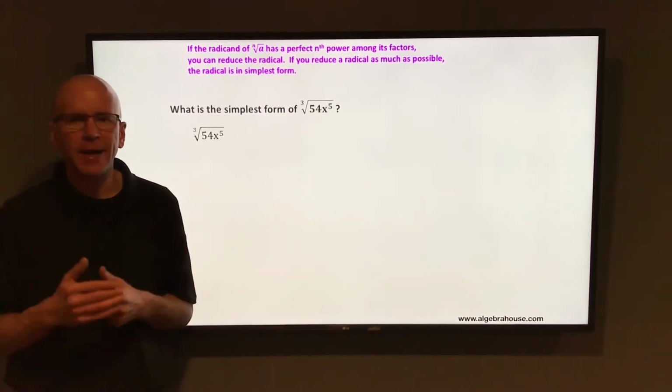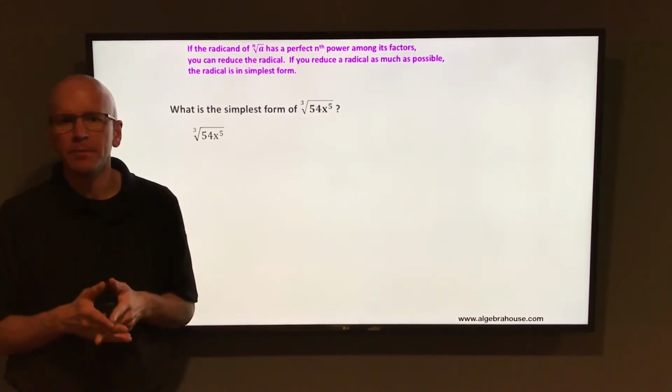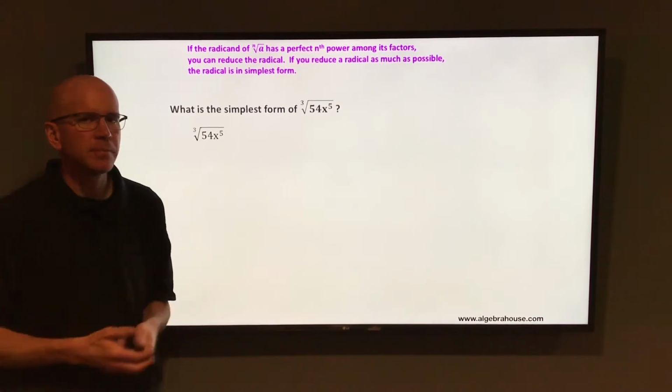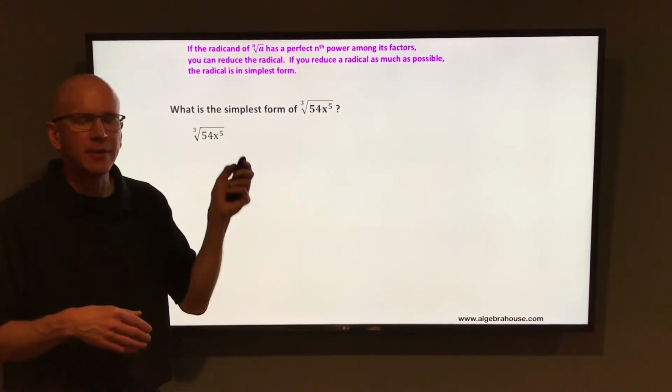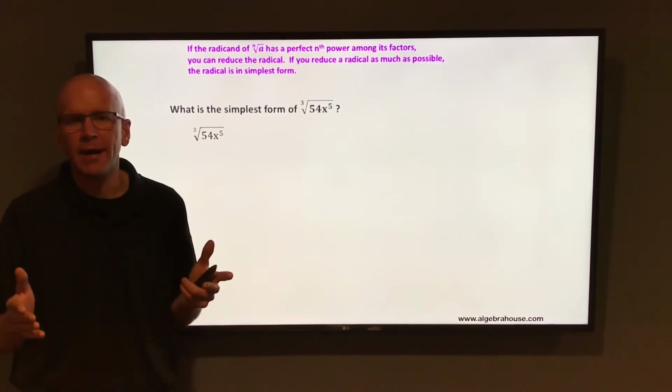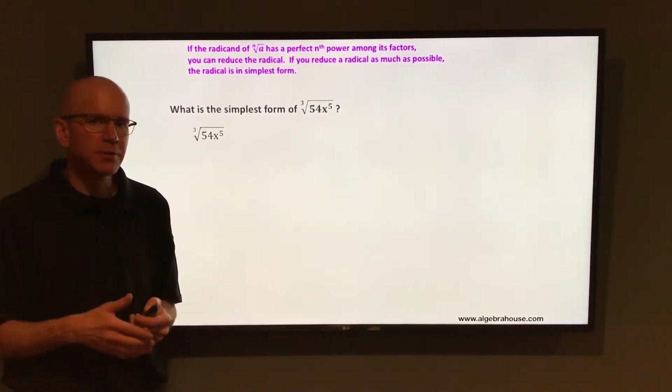So you want to list factors of 54 and see if any of those factors has a perfect cube root, and that's what we're going to split that into. Then the x to the fifth. You want to drop that exponent of 5 down to the next exponent down from 5 that is divisible by this root of 3. It's better to see an example.